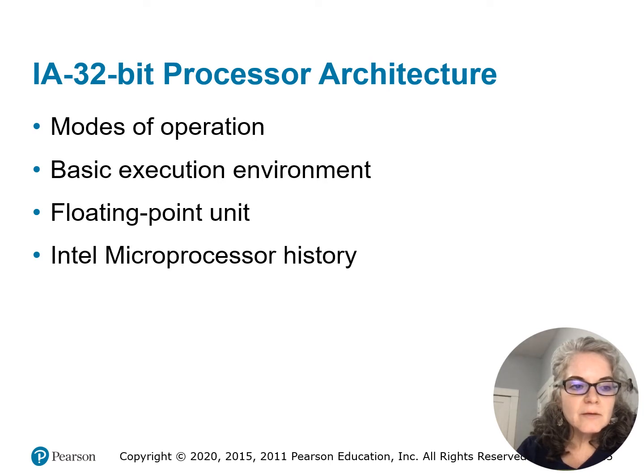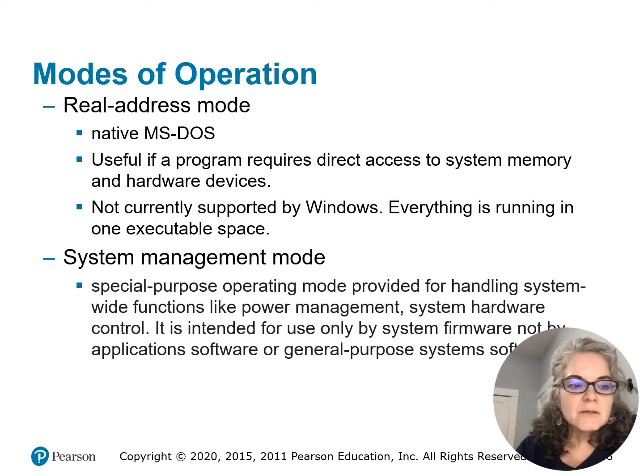That we'll look at for the 32-bit processor architecture: the modes of operation. So, different modes that this processor operates in. The basic execution environment, a unit inside the processor called the floating point unit, and then we'll look at the Intel microprocessor history. So here are two of the different modes of operation that the processor can operate in. The next two will be in the other slide.